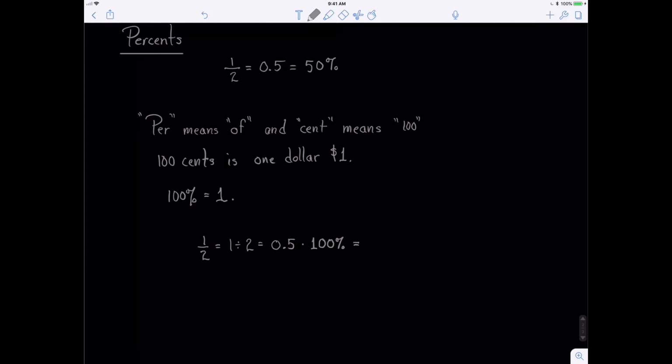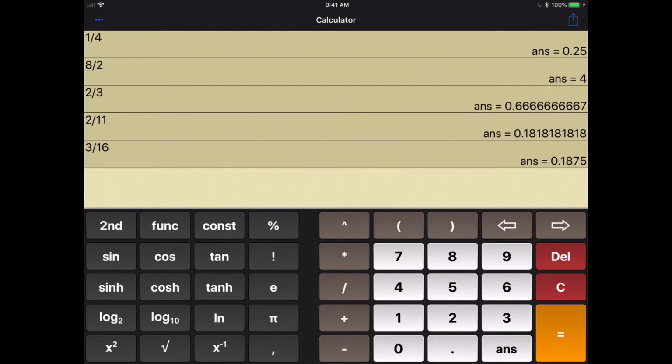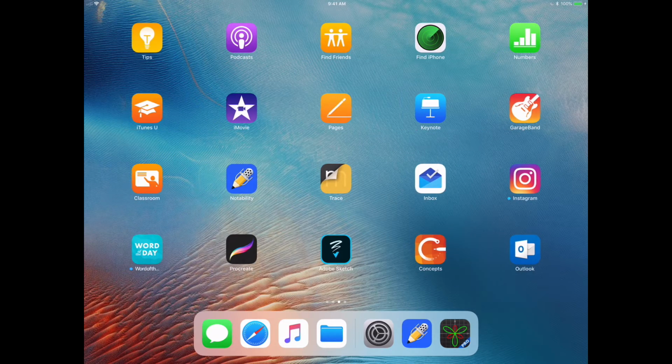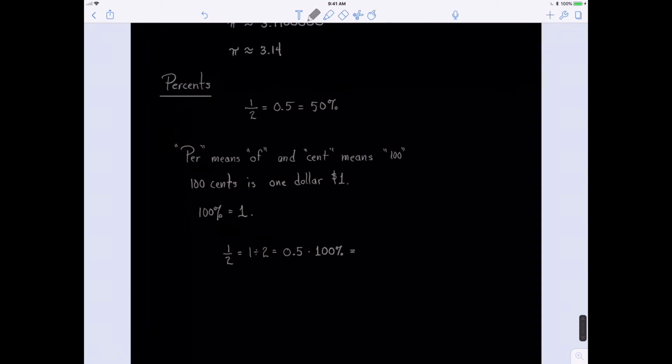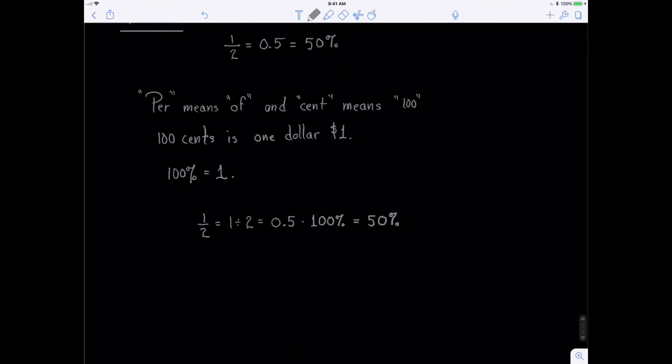Let's go to our calculator here. Here's Good Grapher. If we take 0.5 and we multiply it by 100, we come up with 50. So we return to our work, and we know that 100 times 0.5 turns the 0.5 into 50, but we keep the units of the percentage, and so we can write it as 50%.